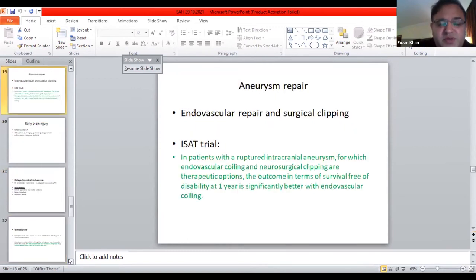Aneurysm repair is a vast topic, so I can't go into the depths of that. It is basically the subspecialty or discipline of neurointerventionalists and neurosurgeons. The options are, of course, endovascular repair and surgical clipping. In the ISAT trial, for patients with ruptured intracranial aneurysm for which endovascular coiling and neurosurgical clipping are therapeutic options, the outcome in terms of survival free of disability at 1 year is significantly better with endovascular coiling. So the trial was more in favor of the endovascular procedure rather than neurosurgical intervention.